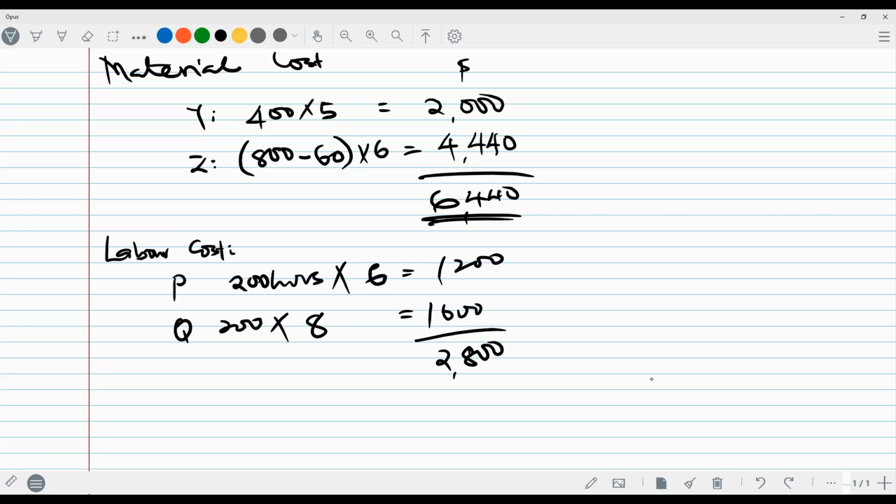For P, the overtime work is not normal, therefore the overtime work done is part of the overhead cost. For Q, the overtime work was done at the request of the customer, therefore the cost will be charged to the customer. And the pay is $6 for P and $8 for Q. Clear?